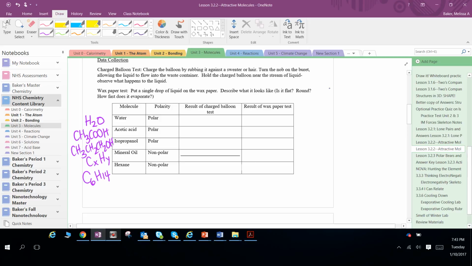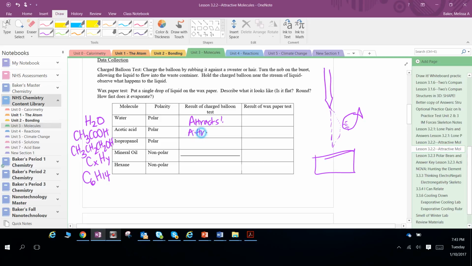So one of the things that we did in class was we had burettes that had liquids in them, and we allowed the liquid to stream out into a big bucket, and we brought a balloon close to the stream after we rubbed it in someone's hair. And what was interesting was many of the liquids, all of a sudden, it was like it was magic, they were attracted midstream over to the balloon. It's kind of freaky.